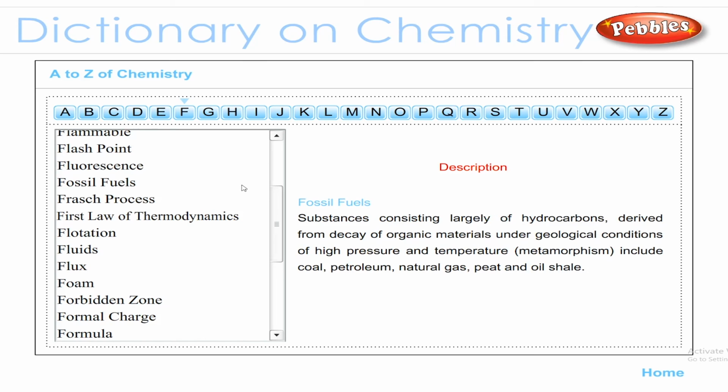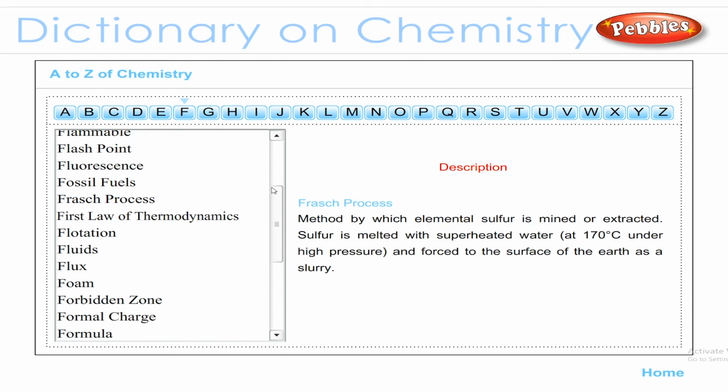Fossil fuels, substances consisting largely of hydrocarbons derived from decay of organic materials under geological conditions of high pressure and temperature, that is metamorphism. Includes coal, petroleum, natural gas, peat, and oil shale. Frasch process, method by which elemental sulfur is mined or extracted. Sulfur is melted with superheated water at 170 degrees centigrade under high pressure and forced to the surface of the earth as a slurry.